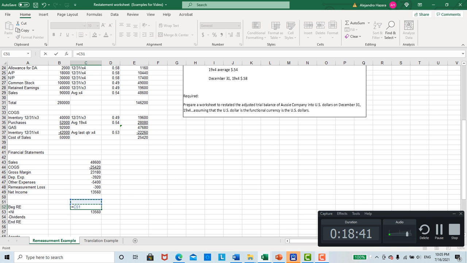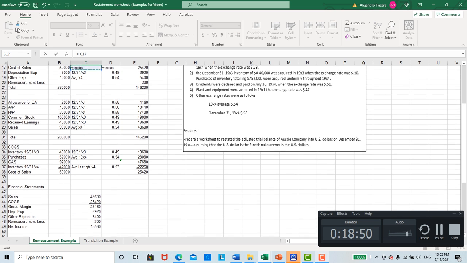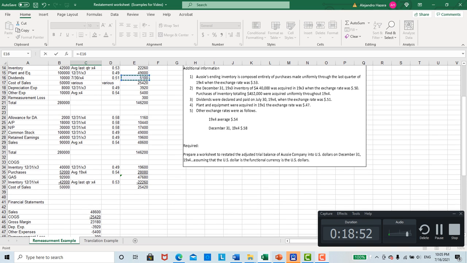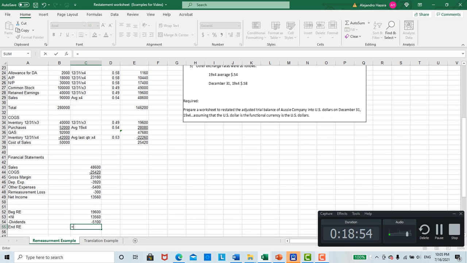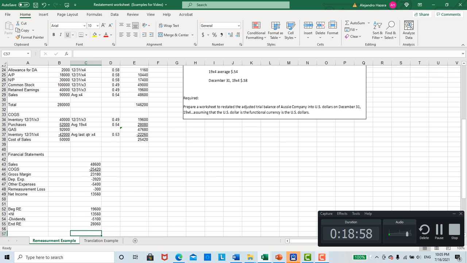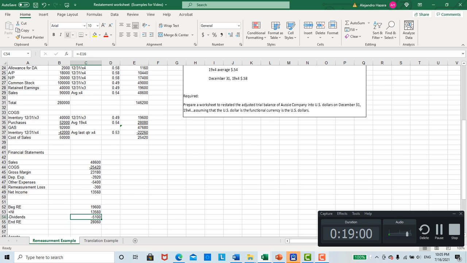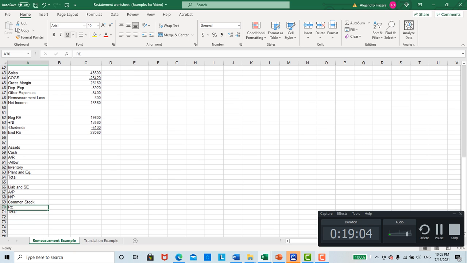Okay, and our beginning retained earnings are 19.60 plus net income minus dividends. Your dividends are minus 5,100. So we're going to get 19.6 plus that minus your dividends. Your ending retained earnings are 28,060, which we'll just bring down to our ending balance sheet.